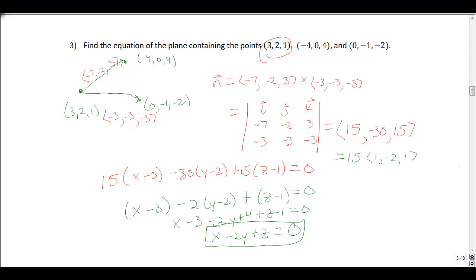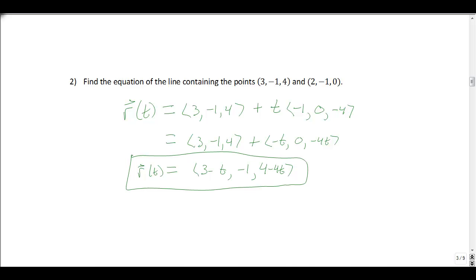Now, something you could have done once you had your normal vector (1, -2, 1) is written this down as x minus 2y plus z. It's going to equal some constant. And just to evaluate that, whoops.